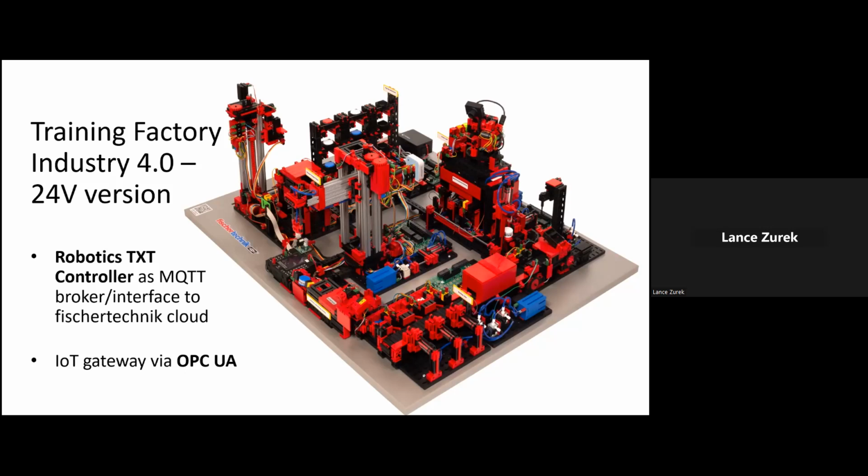First, it's a bit of a hybrid in that while requiring a PLC for all operations and control, it also incorporates one FischerTechnik's robotics TXT controller. The TXT controller serves as the MQTT broker and interface to the FischerTechnik cloud. Communication between the PLC and the TXT controller is carried out using an IoT gateway via OPC UA. OPC UA, also known as OPC Unified Architecture, is a standard for exchanging data across different platforms.